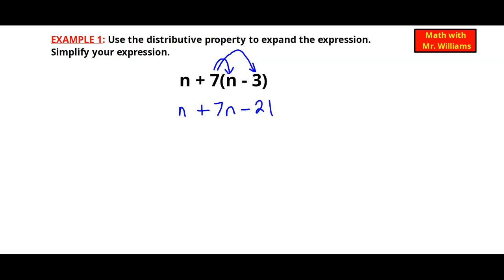Now I need to combine the like terms here. So we have n plus a 7n. We know that there is a 1 out front here. So that would give me 8 n's total minus 21 for my answer.